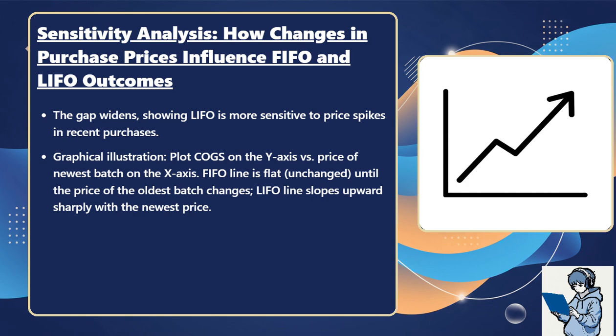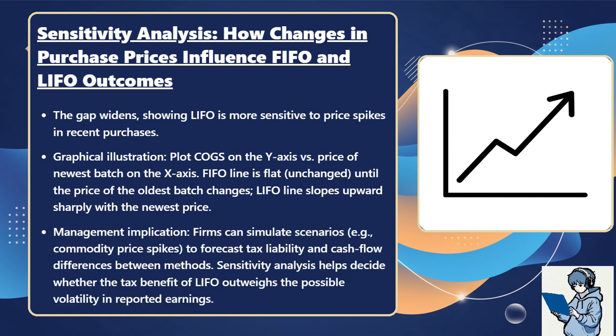Graphical illustration: plot cost of goods sold on the y-axis versus price of newest batch on the x-axis. FIFO line is flat, unchanged, until the price of the oldest batch changes. LIFO line slopes upward sharply with the newest price. Management implication: firms can simulate scenarios such as commodity price spikes to forecast tax liability and cash flow differences between methods. Sensitivity analysis helps decide whether the tax benefit of LIFO outweighs the possible volatility in reported earnings.